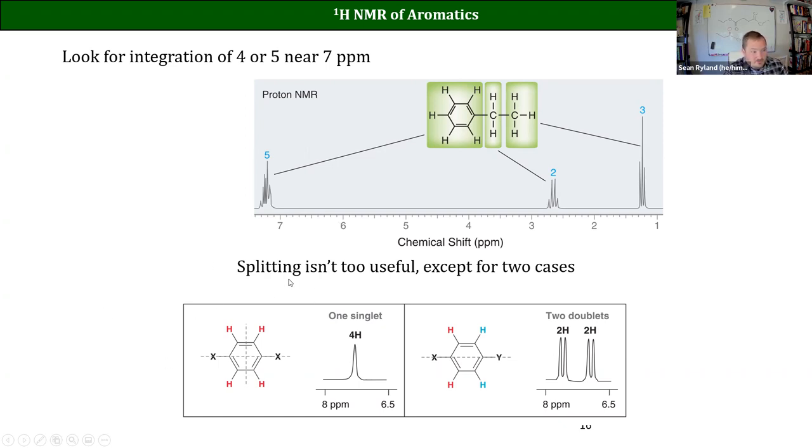And as mentioned before, splitting gets really tricky with these benzene rings, with two exceptions. If it's disubstituted and they're on opposite sides, you're going to get all of these hydrogens wind up being equivalent to each other if X is the same.